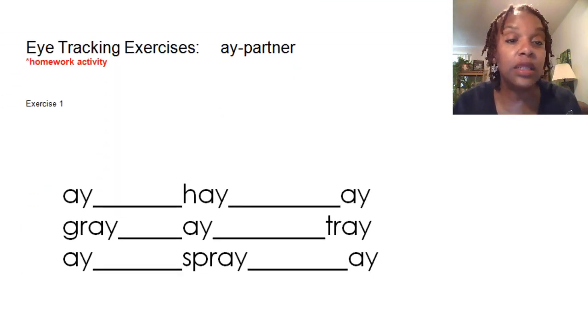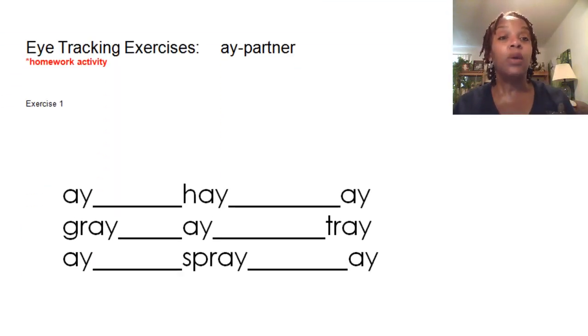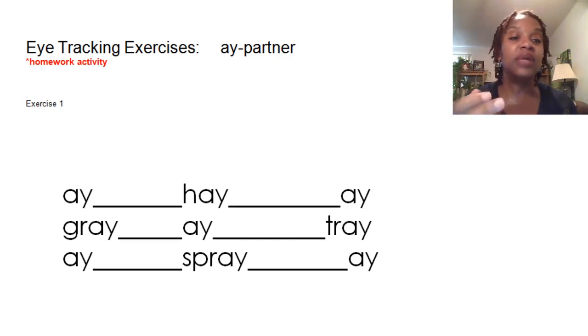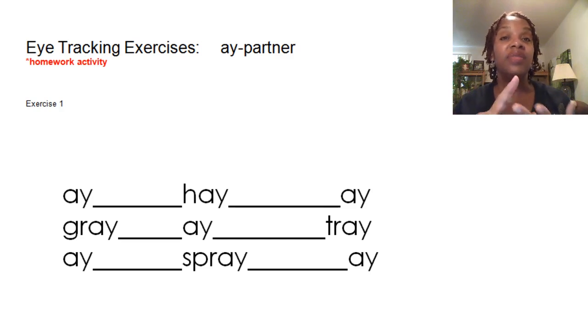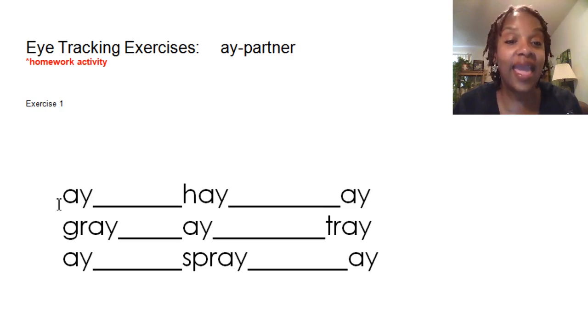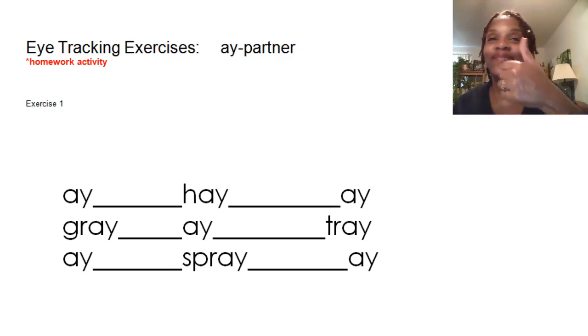All right, so this is a part of your homework activity. Eye tracking, right? We're going to track the partner sounds featuring the two vowel walking partners A, Y. So we're going to sound out the partner sound and then sound out the word. Here we go. Starting here. Ready? Go. A. Hey. A. Gray. A. Tray. A. Spray. A. Good job, good job.